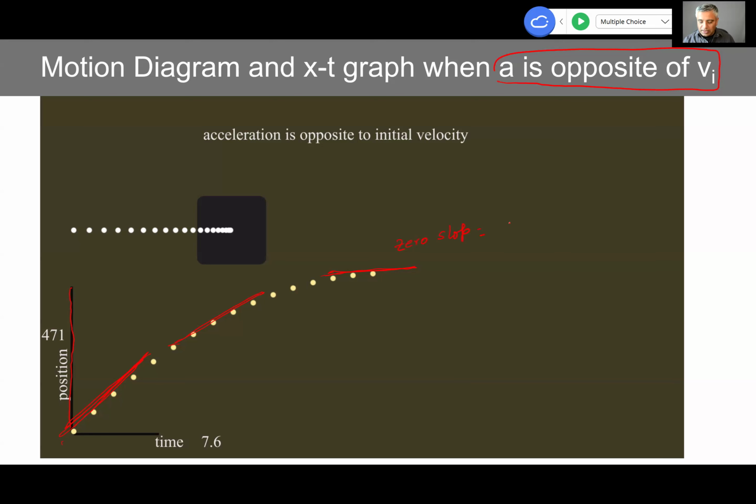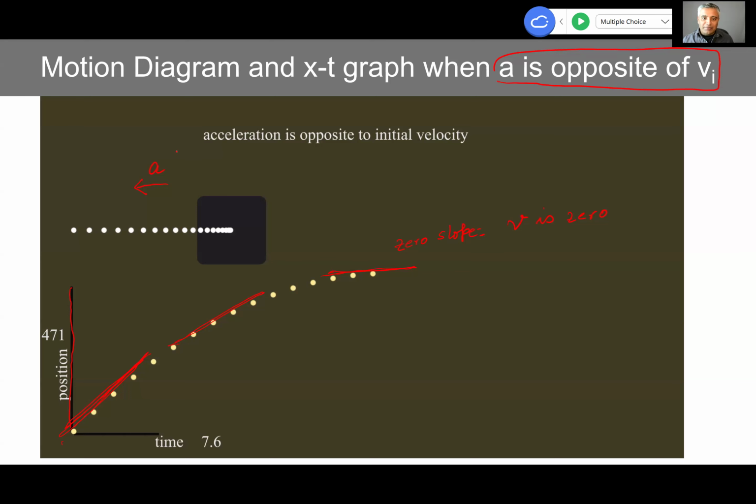Zero slope means V is zero, because the slope of the tangent line is the velocity at that instant, or instantaneous velocity. So this is zero here. It was moving, now it stops. But there is still acceleration. The object is still accelerating. And what is the direction of acceleration in this case? This way. And the direction of acceleration is not changing. It's still in that direction.